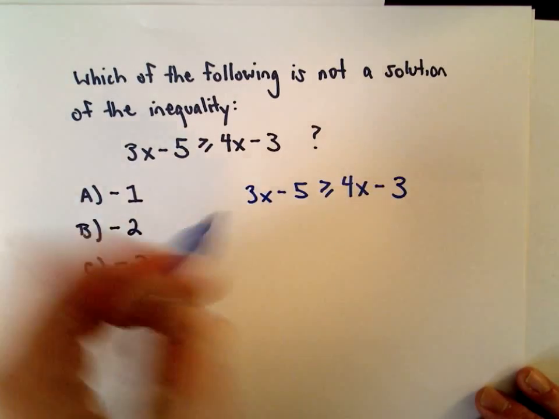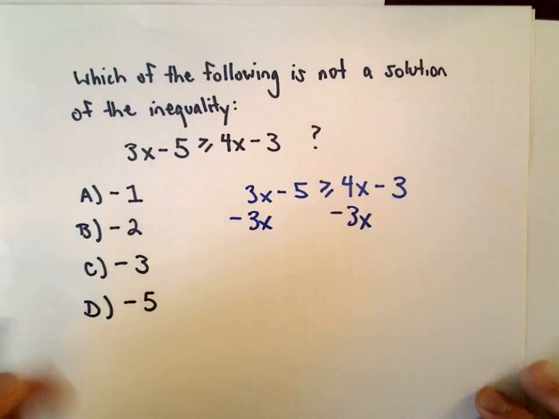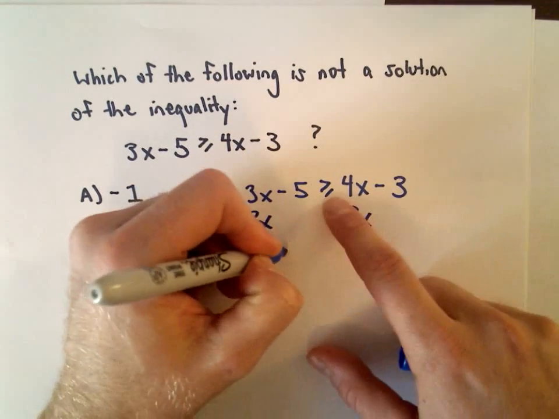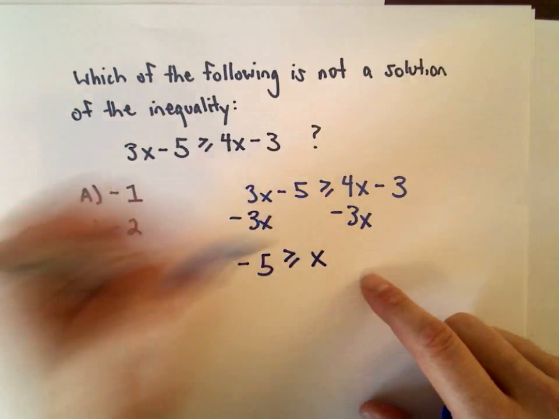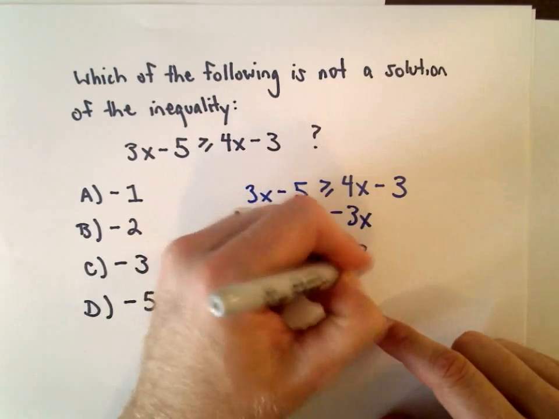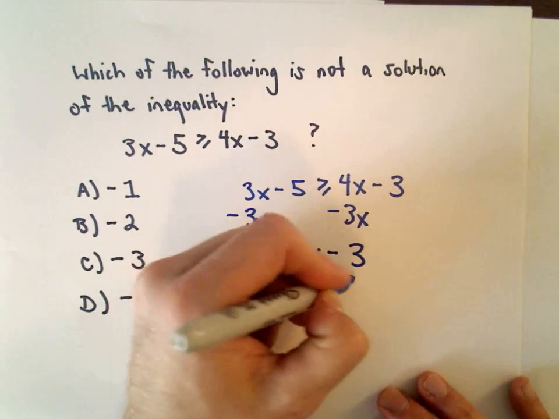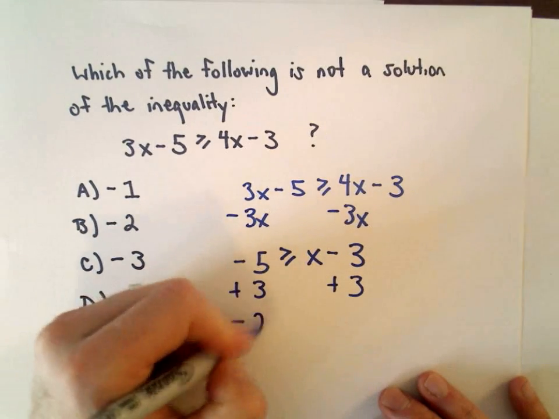So the first thing I'm going to do is subtract 3x from both sides. On the left side, we'll just be left with -5 greater than or equal to, well, 4x minus 3x is going to leave us with positive 1x. Still have the minus 3 hanging out. To solve for x now, I'm just going to add 3 to both sides. So -5 plus 3, that's -2.